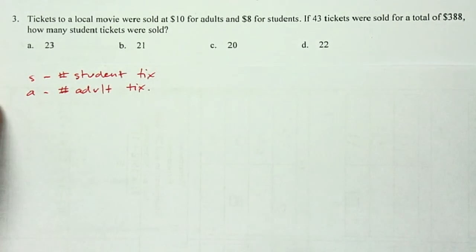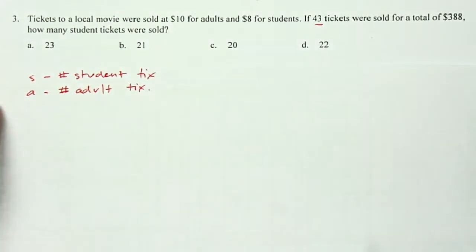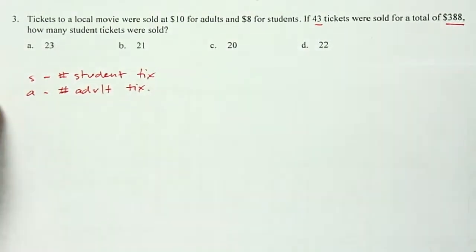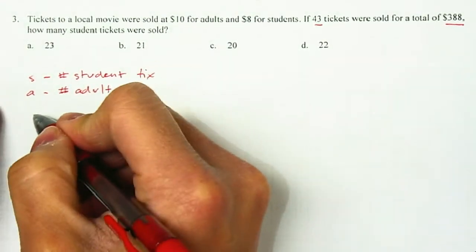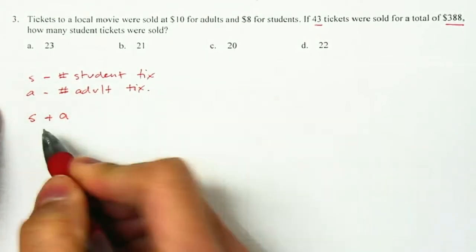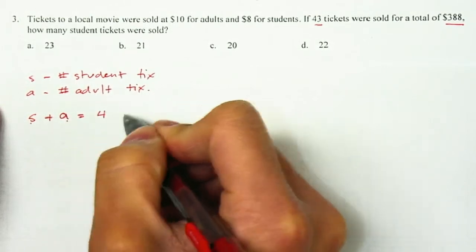So remember, the two things that we know is how many tickets we got, which is 43, and how much they cost. So based off of those variables, we can set up a how many equation and a how much equation. So starting off with the easy one, the how many equation, I know I bought 43 tickets, which I can write as the number of student tickets plus the number of adult tickets. That's how many I bought here plus how many I bought there. Gives me 43 is how many I bought altogether.